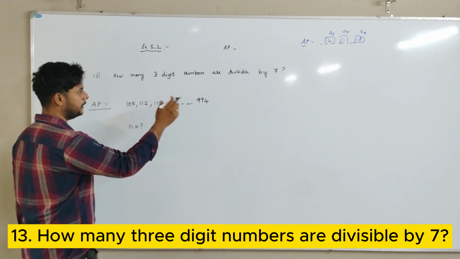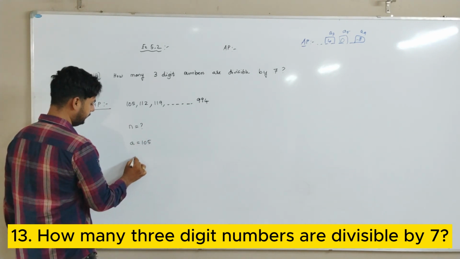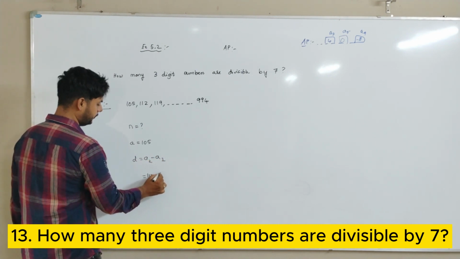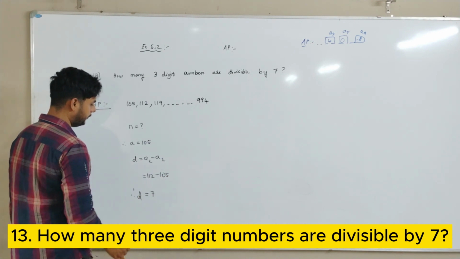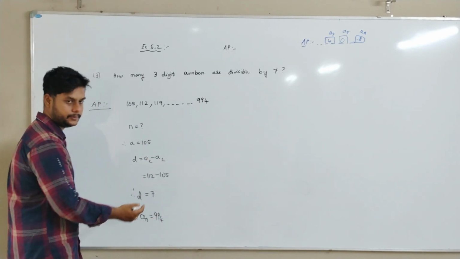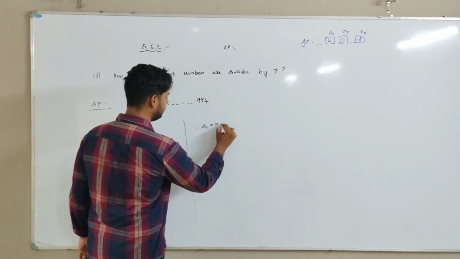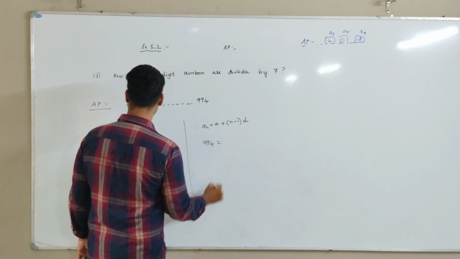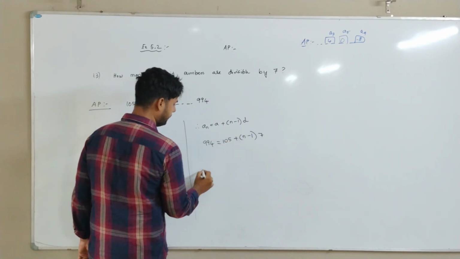How many 3-digit numbers are divisible by 7? N is equal to question mark. A is equal to 105. D is equal to A2 minus A1. A2 is 112 minus 105, that is definitely 7. Okay, D is equal to 7, A is equal to 105, AN also I know. AN is 994. So finding N is very, very easy for me. I know all the aspects, okay? So AN is equal to A plus N minus 1 into D.